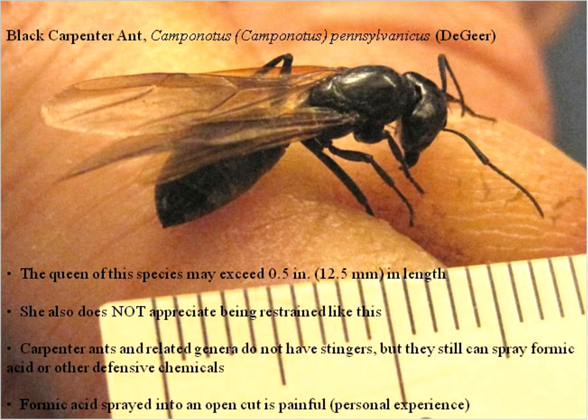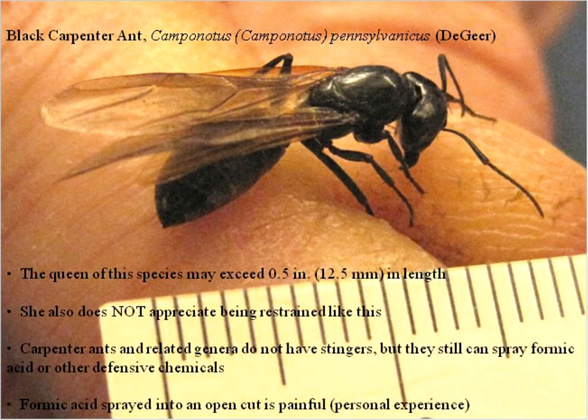Now, the queen carpenter ant is quite large. This is a millimeter rule here, and she is about 13, 14 millimeters long, which is a little over a half inch. And she was swarming just last week. We caught her actually in the hallway outside the clinic door.